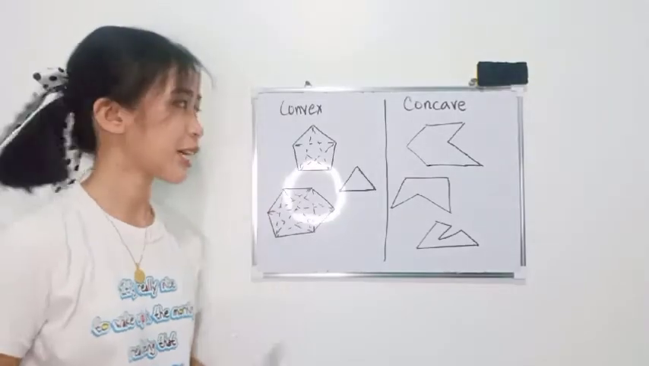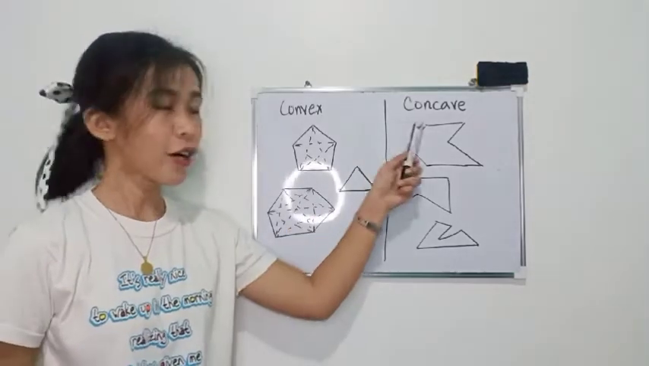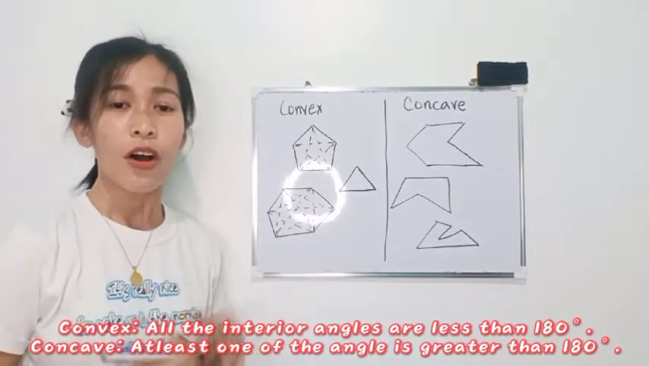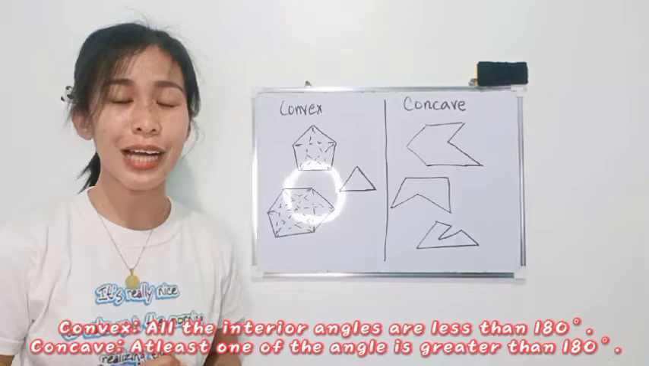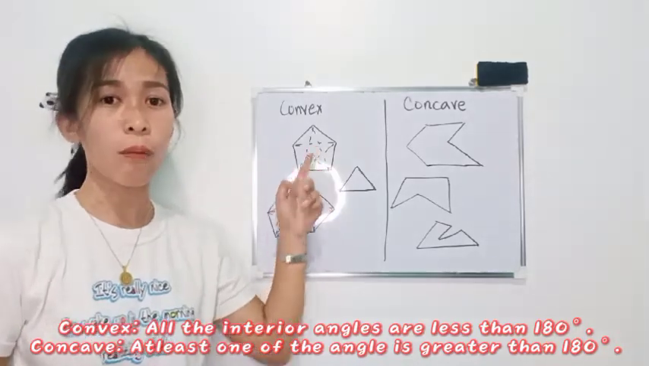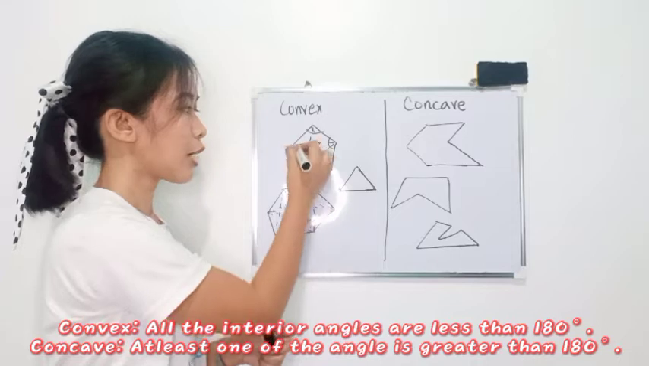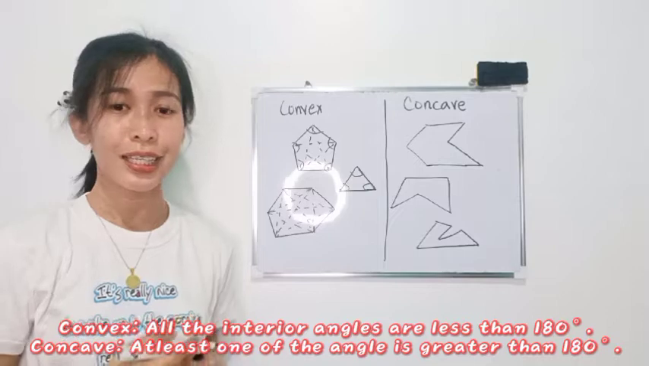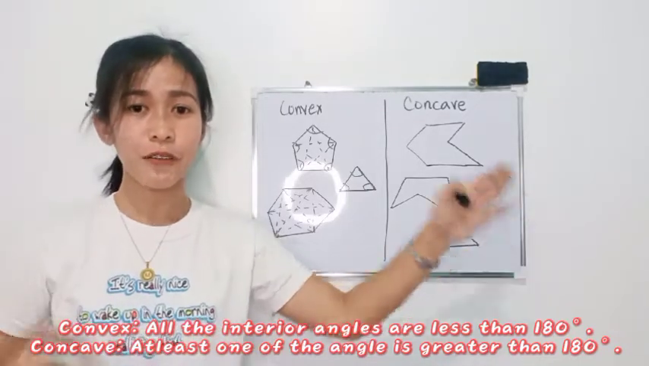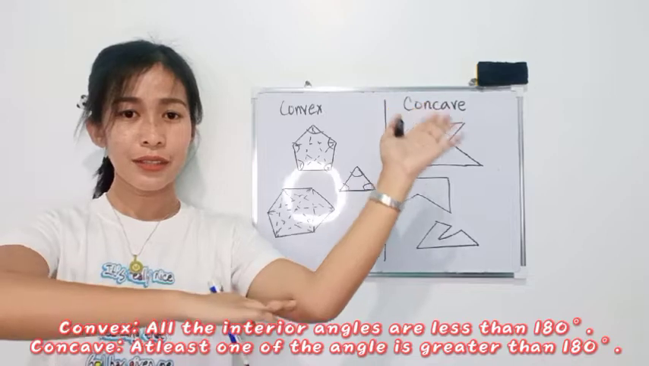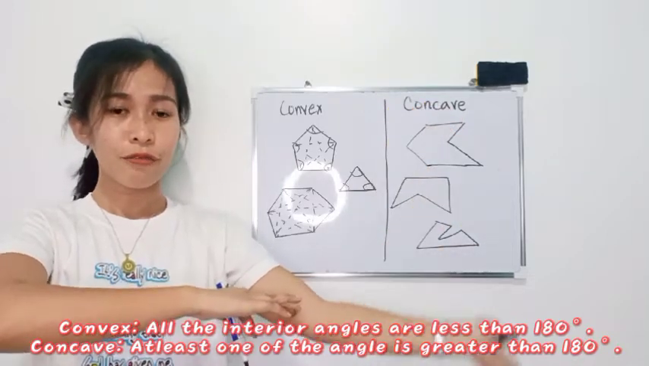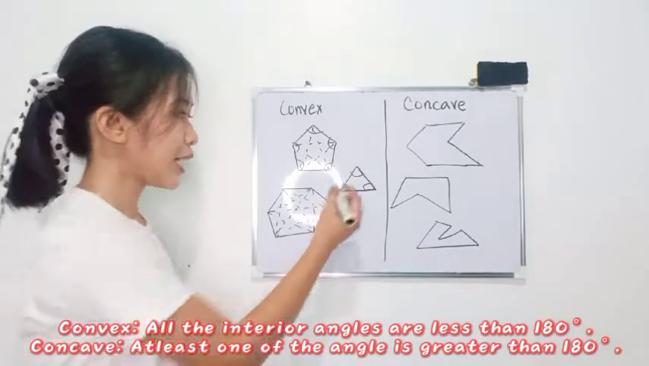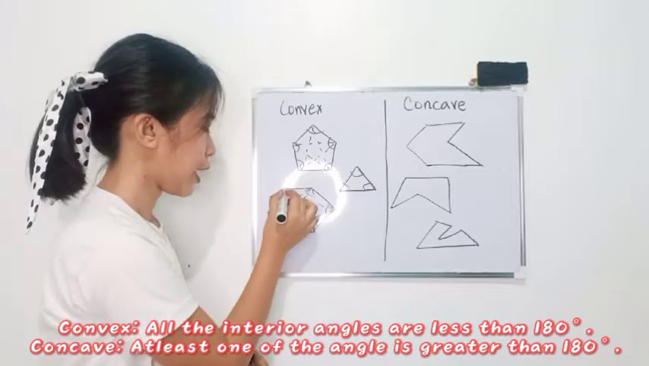So, ma-identify din natin if a polygon is a convex or a concave depending on its angle. So, for example, dito sa convex polygon, all interior angles, when we say interior angles, lahat ng angles na nasa loob. Okay? Ayan, all interior angles are less than 180 degree. Okay, or less than straight line. Therefore, pwede siyang ganyan, ganyan, or ganyan. Basta, less than 180 degree. Ang 180 degree natin, ayan, straight line. Alright? And yan, we have a less than 180 degree.